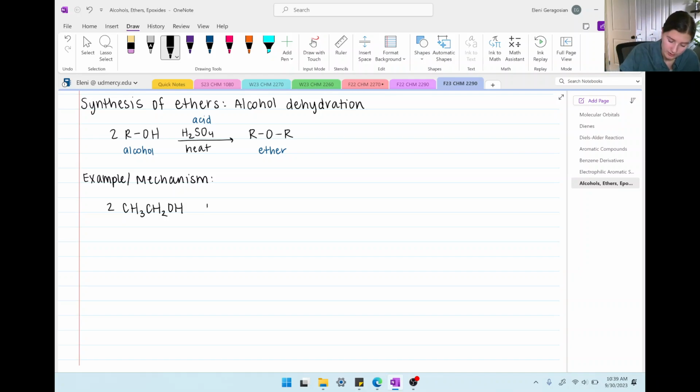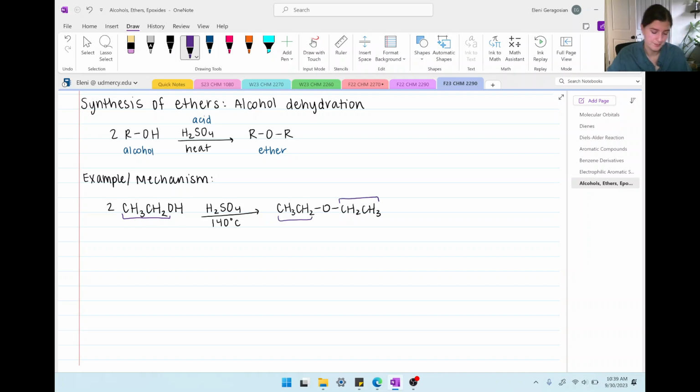So if we have 2 alcohols, a strong acid, and some heat, this reaction is at about 140 degrees Celsius. Then if we just predict the product here, we take the same R group from the alcohol, keep 1 oxygen from 1 of the alcohol molecules, and we have diethyl ether here. So here's the R group, here's the same R group.